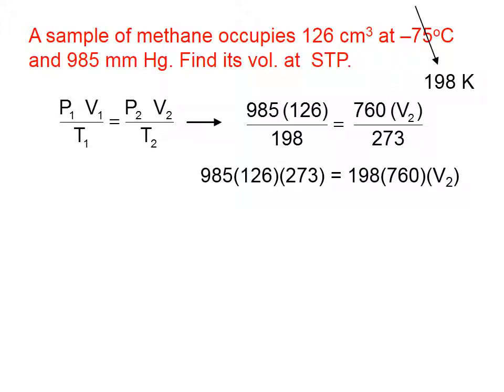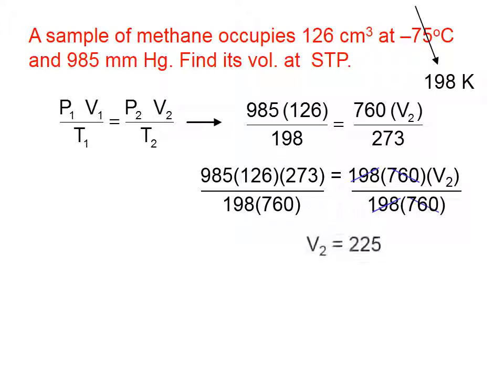So now it's just a matter of solving this algebraically. I'm going to cross multiply to get rid of any denominators. Then I'm going to divide both sides by both 198 and 760. We type that thing on the left into our calculator and we get 225. What are the units? They're the same volume units that we started with, which, way up here at the top of the screen, are cubic centimeters. So that's how you use the combined gas law.